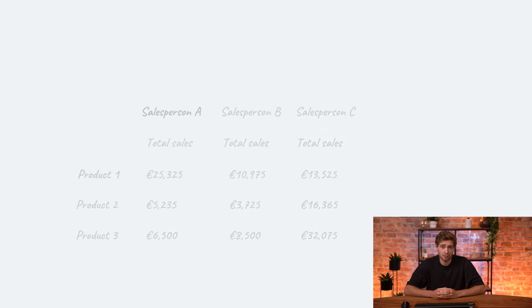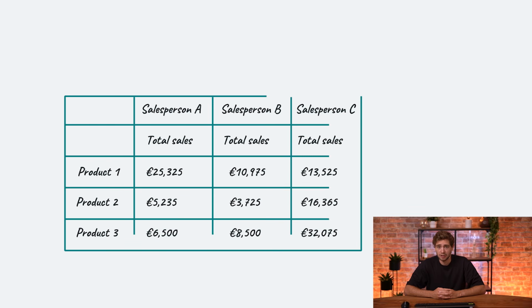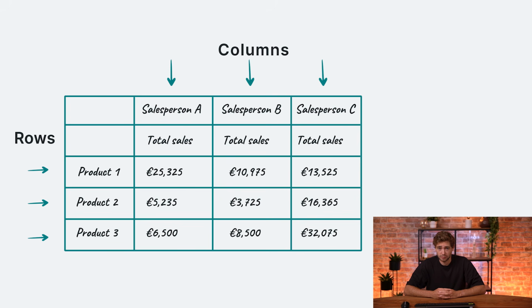For those of you less familiar with pivot tables, here's a little recap of how they work and some of the terms we'll be using. Pivot tables work their magic by grouping data into what's called dimensions. These are represented as rows and columns.